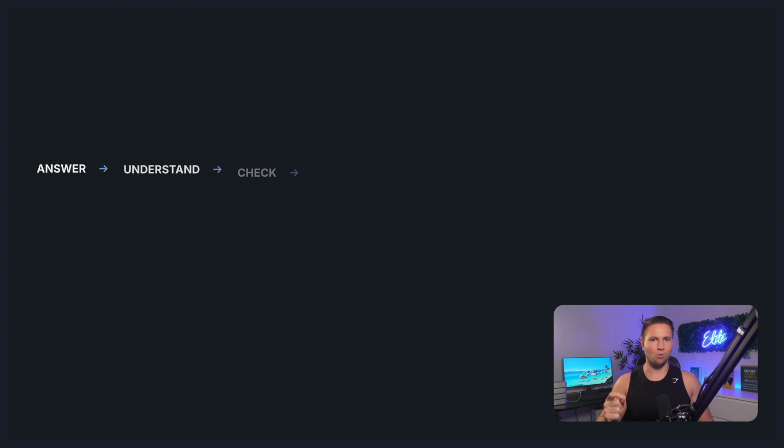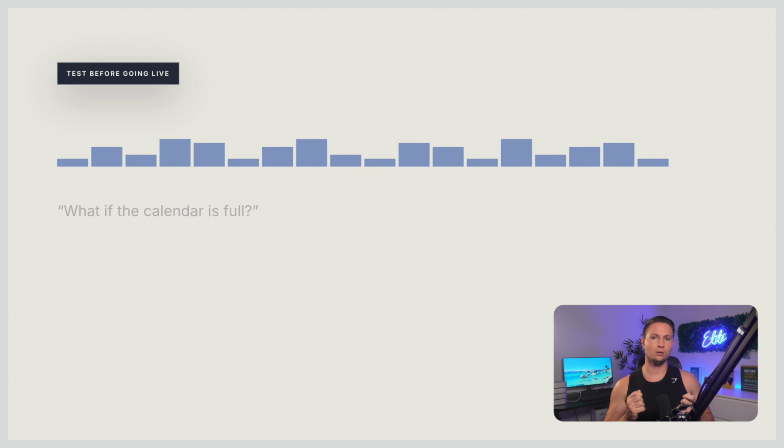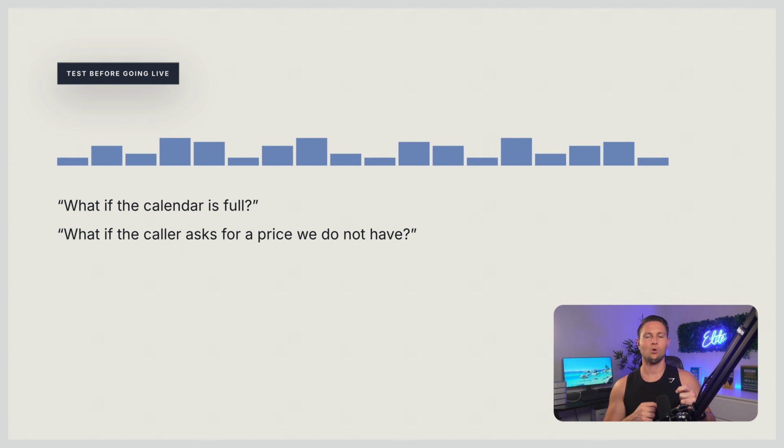The operator role maps the job. Answer the call, identify the reason, check the approved information, qualify the lead, book the appointment, update the CRM, send a confirmation. The reviewer looks at the ugly cases. What happens after hours? What if the calendar's full? What if the caller gives conflicting information?